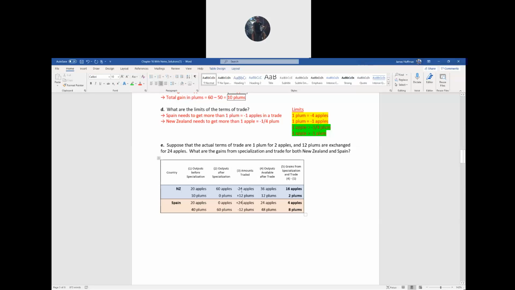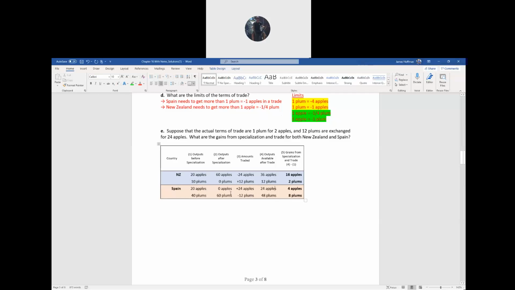Now, what are the outputs for both goods for both countries after specialization and trade? So start with specialization. New Zealand has 64 apples. They traded away 24. They're left with 36. After specialization, they had no plums, but they gained 12 in a trade. So 0 plus 12 is 12 plums. Spain specializes here. No apples, but they gained 24 in a trade, so they have 24 apples. And plums, they specialize, so they have 60, but they trade away 12 and they are left with 48. So these are the allocations after they trade.